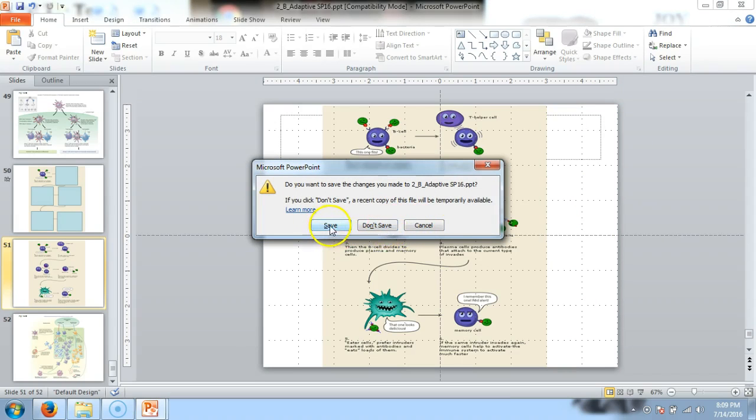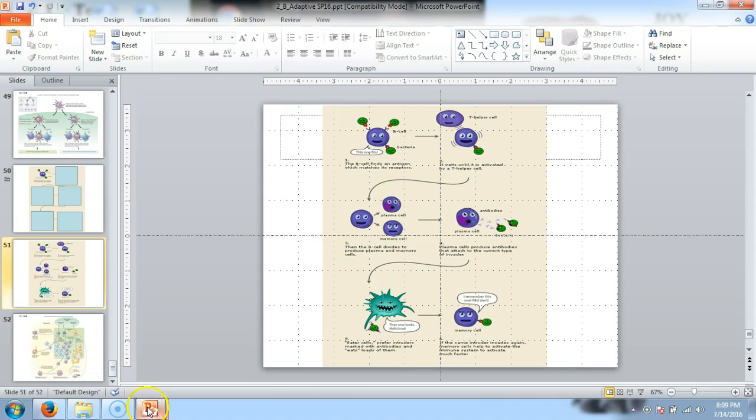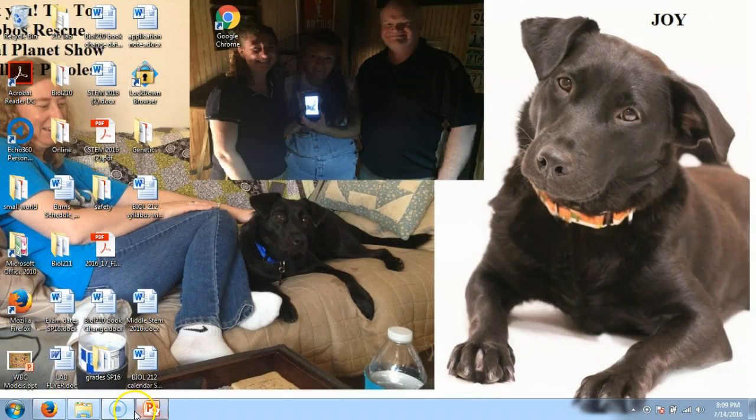I do want to save, because I need to save that slide. I'm not even going to close this just yet, except I just did. All right, I'll open it back up later.